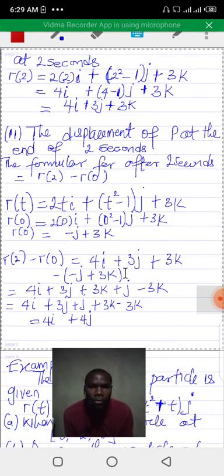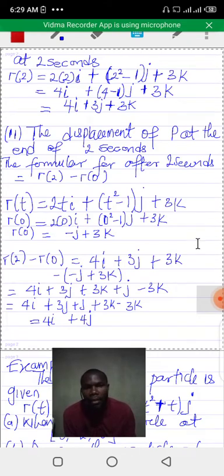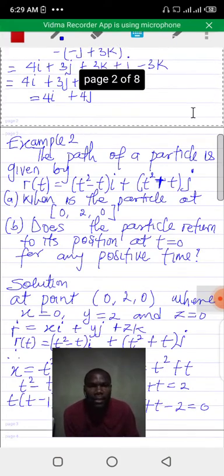You try to solve, you collect the like terms. You only have one i, that's why we have 4i. 3j plus j, and 3k minus 3k, so the final value gives us 4i plus 4j. That is how to find the solution for the displacement of P at the end of 2 seconds. Under displacement, we want to explain example 2.